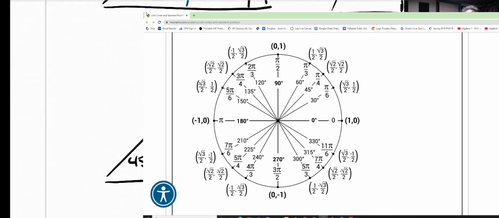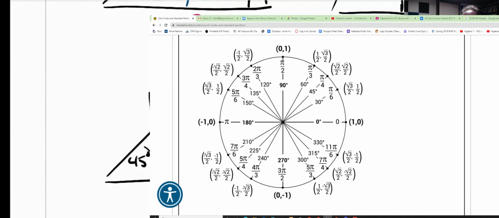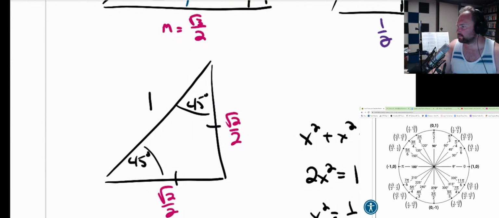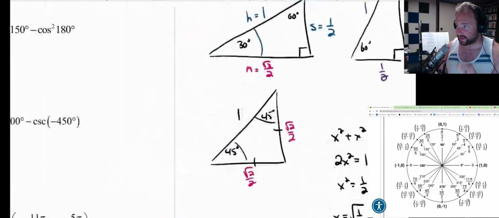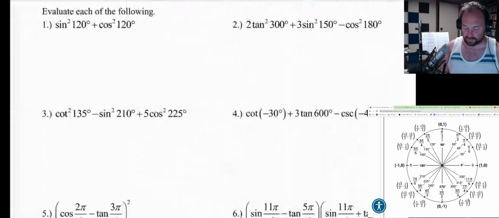It would be a good idea for you to get a unit circle. You can easily find one by just Googling it and have it somewhere where you can see it while working on this particular worksheet. I'll leave that one right there, and it will stay there at the bottom of this.